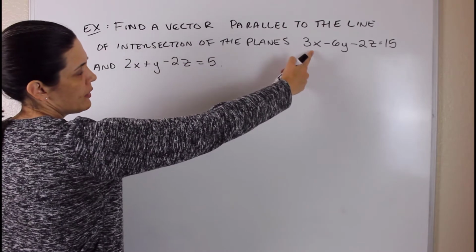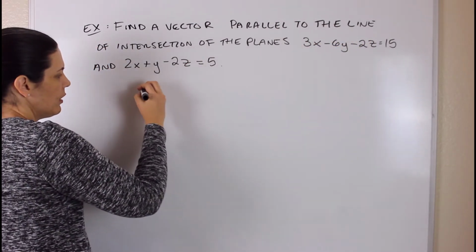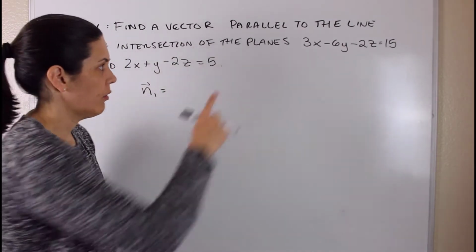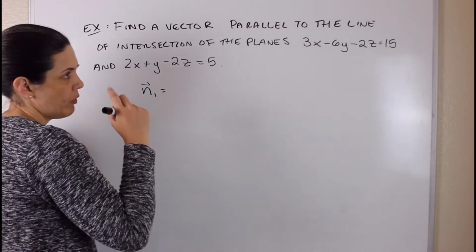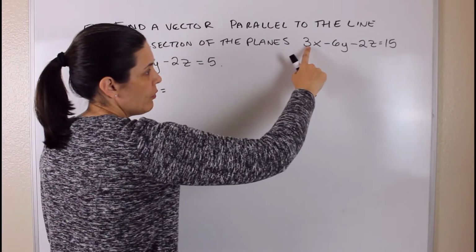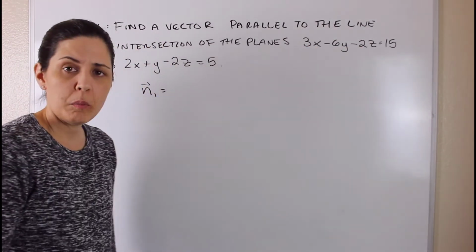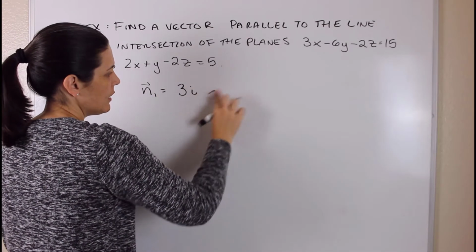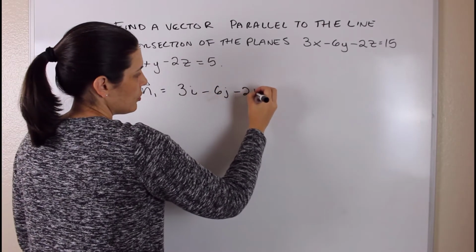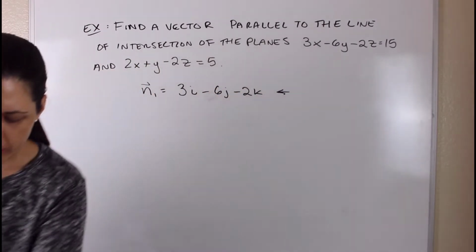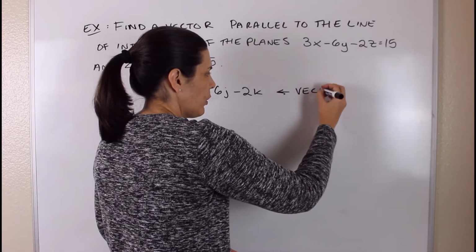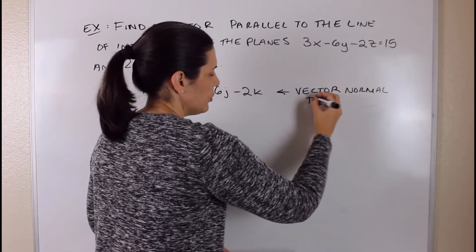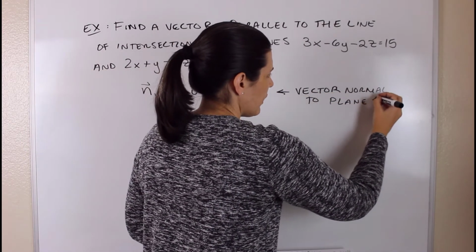So here's what I'm going to first point out. Let's go ahead and call this plane 1. And so I'll call this n1. n1 is the normal vector for plane 1. Okay? And so if you remember the equation of a plane, these coefficients on x, y, and z were actually the components of the normal vector. So n1 is 3i minus 6j minus 2k. And we can go ahead and just kind of make that a little bit more clear. This is the vector normal to, we're calling it plane 1.